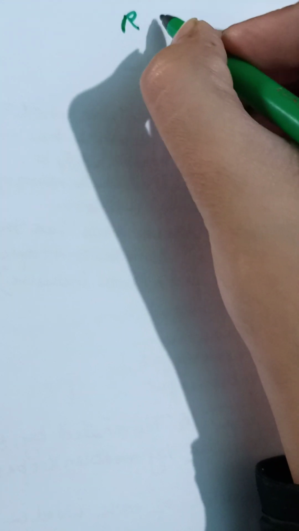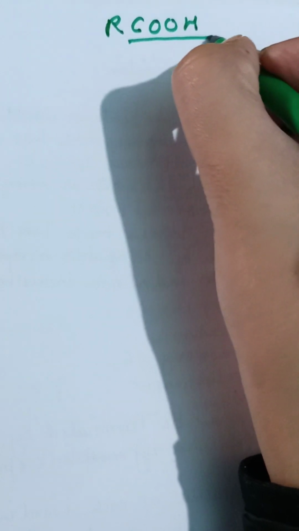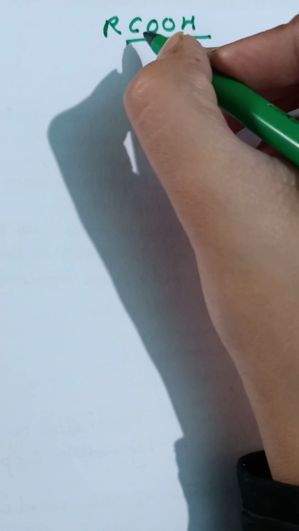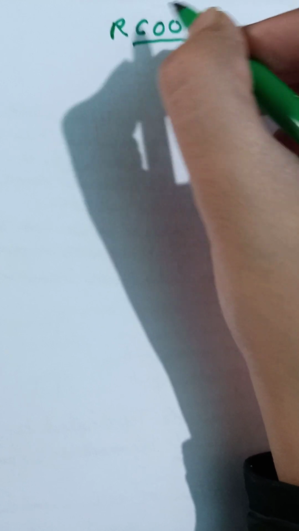Today we are going to do Kolbe's electrolysis. That is a method of decarboxylation of carboxylic acid, that is the removal of the COOH group from carboxylic acid. So this is the general formula of carboxylic acid, and the removal of this is known as decarboxylation. Carbon is removed, decarboxylation.